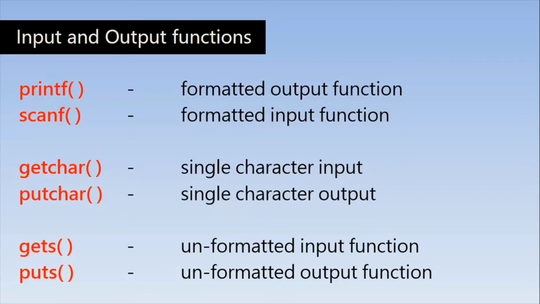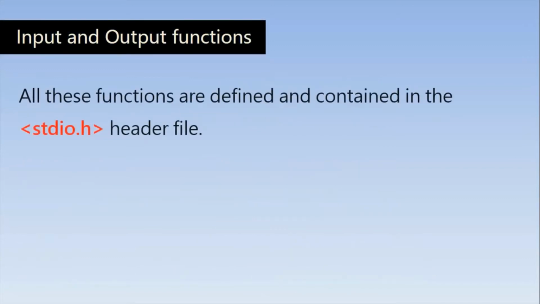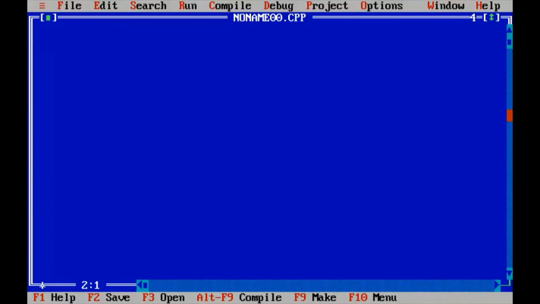So these are the most frequently used and very important input and output functions, and all these functions are defined and contained in the stdio.h header file. That is why it is very important to include this header file before we start our actual code, right? So let us get into the compiler and perform these functions practically. I'll start the program by including the standard header files.